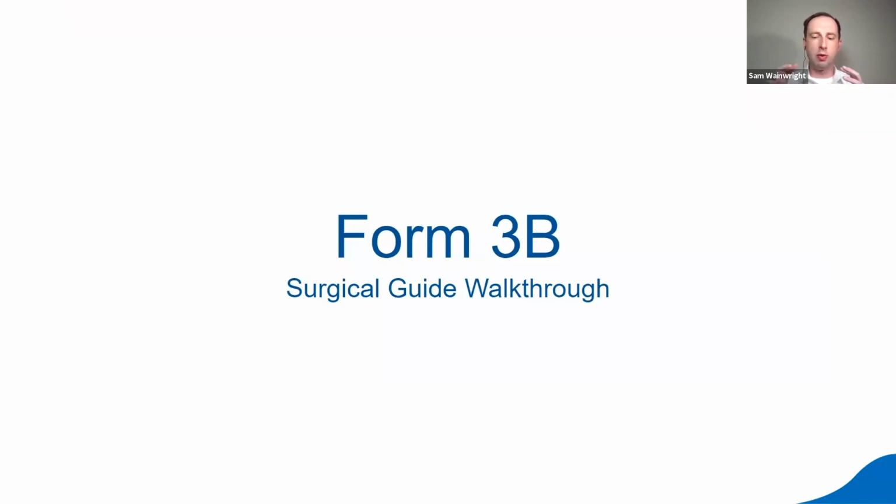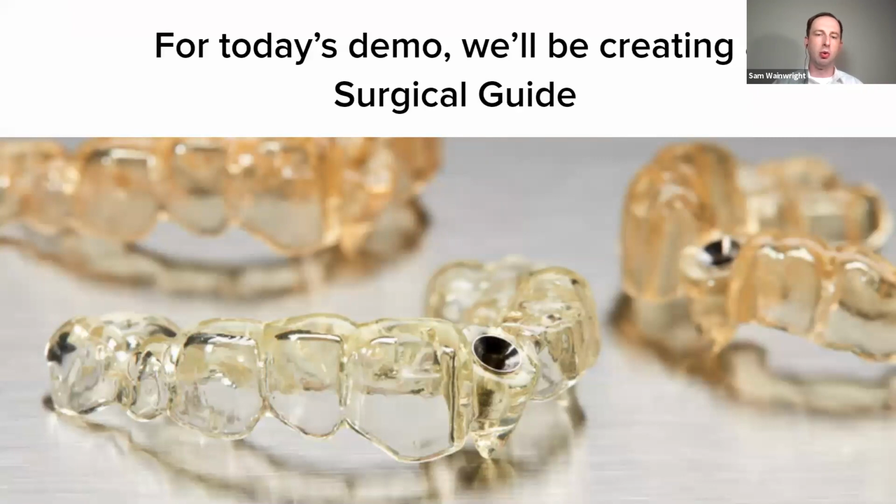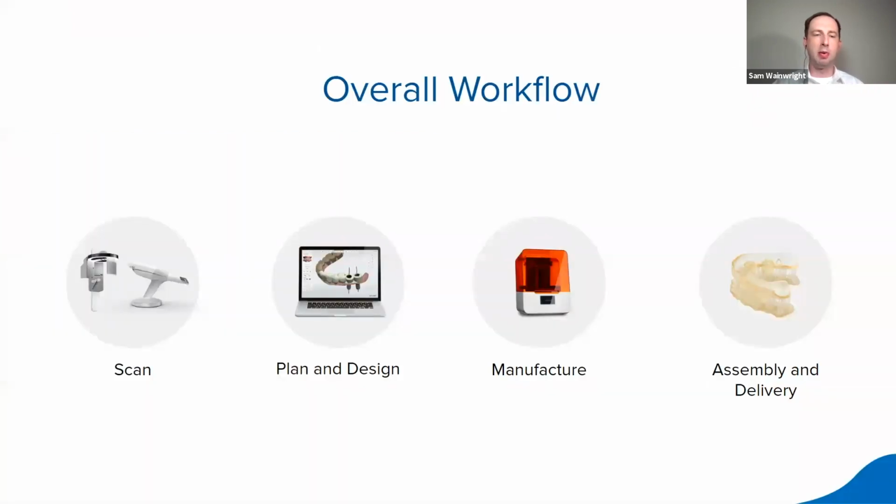So the walkthrough, I just want to make sure there's context here, how this all works, the parts and the pieces completely to make a surgical guide. So we'll be starting from the beginning: scanning, planning or designing, manufacture, in this case 3D print, assemble, and deliver.